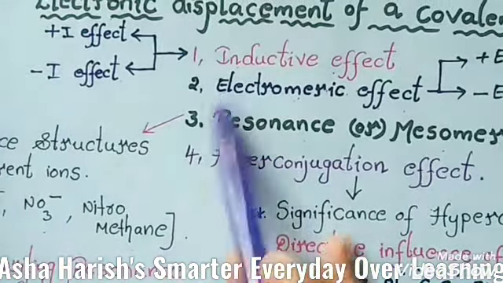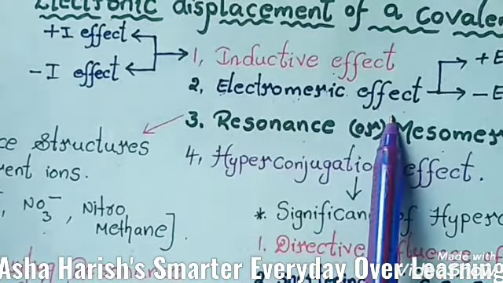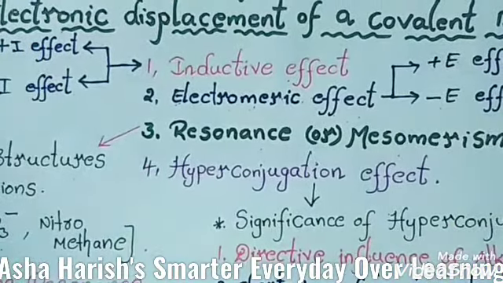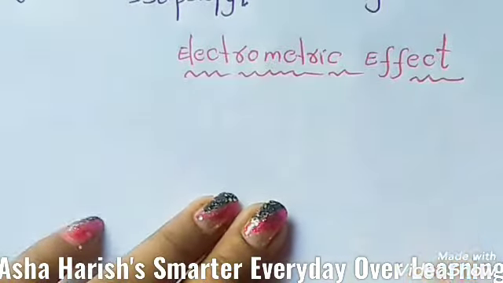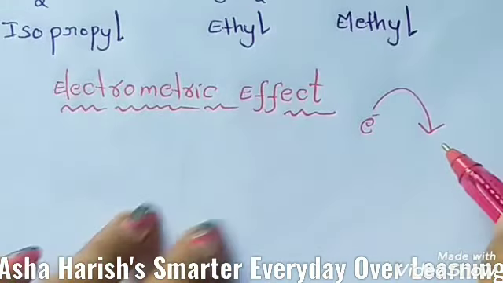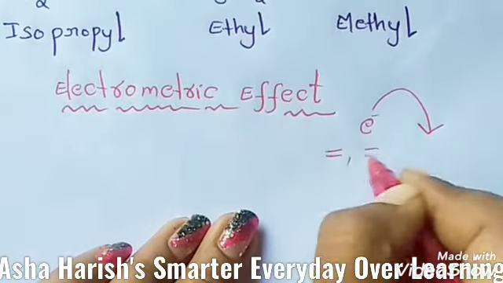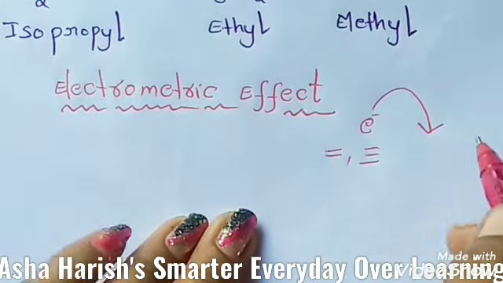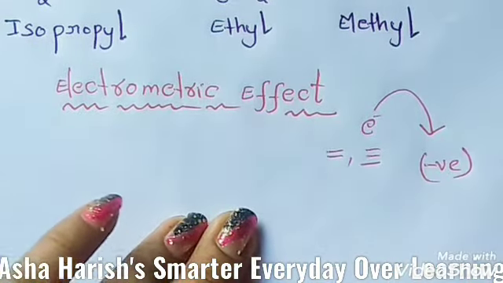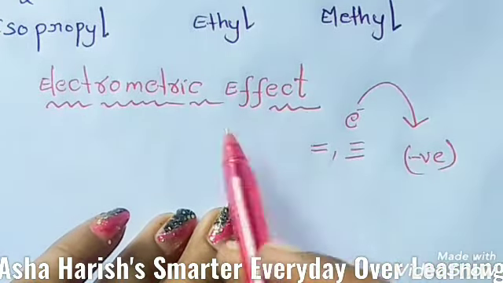Now let's see about the second one, what we have here, electromeric effect. Okay, electromeric effect, again in this we have plus E effect and minus E effect. Let's see briefly. Electromeric effect involves the complete transfer of electrons of a multiple bond, nothing but a double bond or a triple bond, to one of the bonded atoms, usually more electronegative, in the presence of an attacking reagent. It is called as electromeric effect.